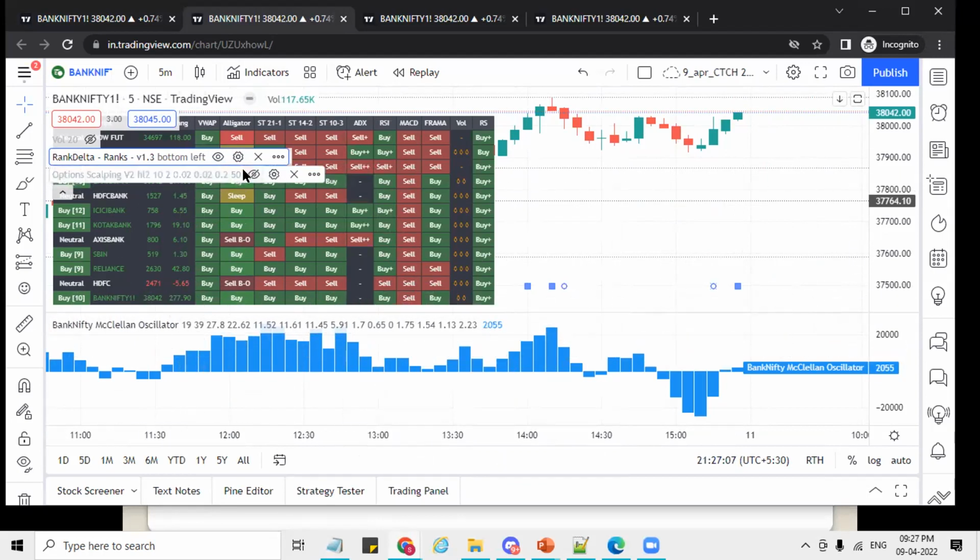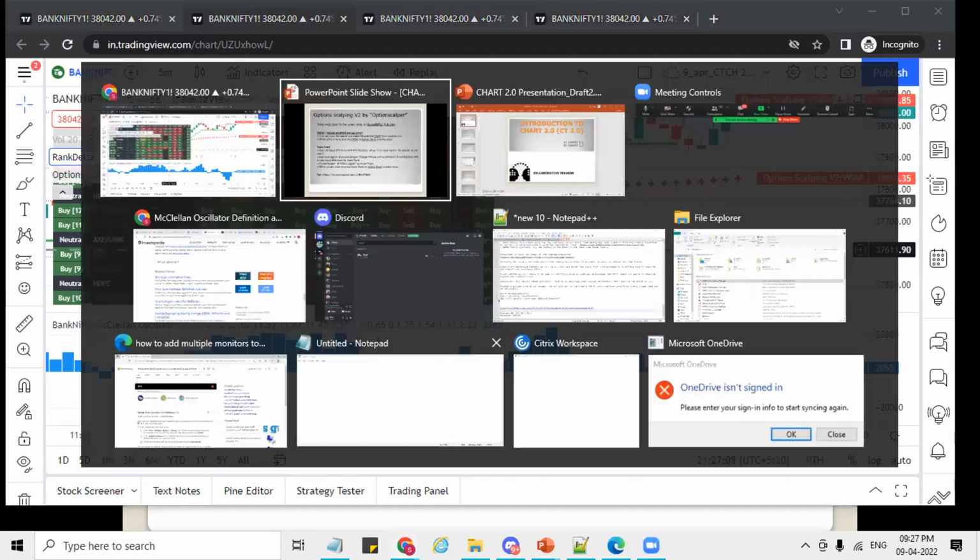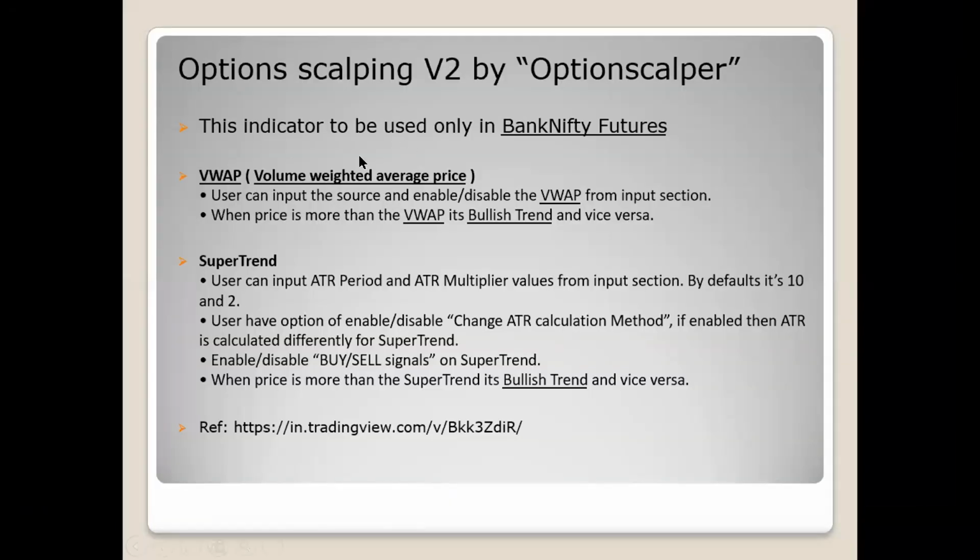And we will next see the options scalping V2. This indicator is used only in the case of Bank Nifty futures. VWAP is volume weighted average price. We already know about the VWAP, right? The user can input the source and enable or disable the VWAP in the input section. When price moves above VWAP, it is a bullish trend, and vice versa. So that's how VWAP works. It's a trend indicator.